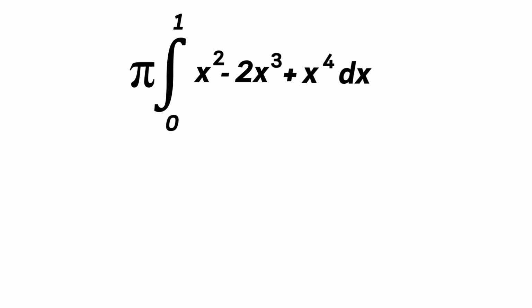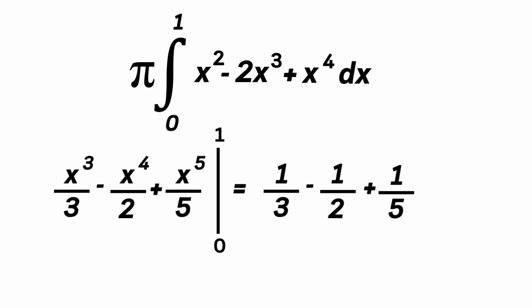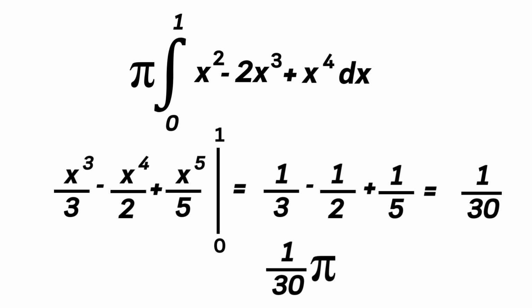So if we take the integral of x squared minus 2x cubed plus x to the fourth dx, we would get x cubed over 3 minus x to the fourth over 2 plus x to the fifth over 5. And then we're going to plug in our limits of integration from 1 to 0. So we would get 1/3 minus 1/2 plus 1/5, and that comes out equal to 1/30. But we can't forget that we have the pi out front we have to multiply by, so our answer would be 1/30 pi.